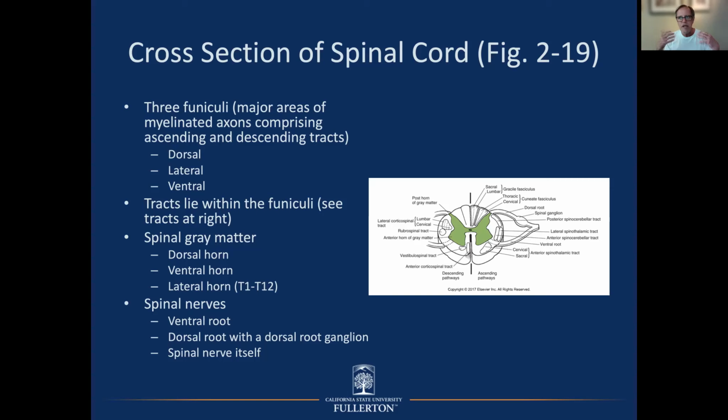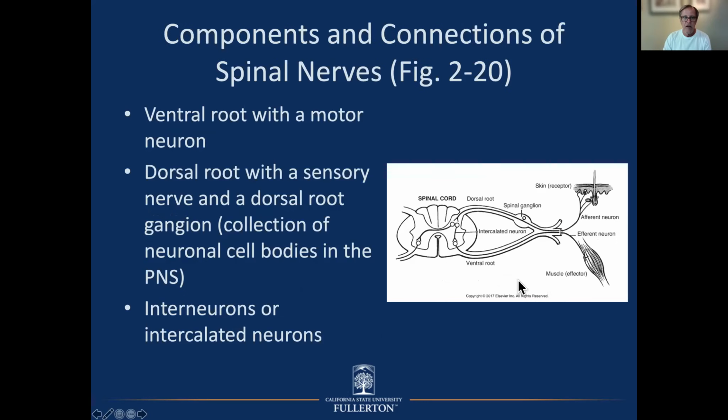And now I'm going to repeat this many times. You'll notice I don't even have it on the slide because it's not the main point of the slide. The main point of the slide is the three funiculi and the three horns, two shown here. And then the distinction between the dorsal root and the ventral root, the fact that the ventral root is motor and the dorsal root is sensory. All right, here's a reminder. It's basically similar to what we just saw. Ventral root is motor, dorsal root is sensory.